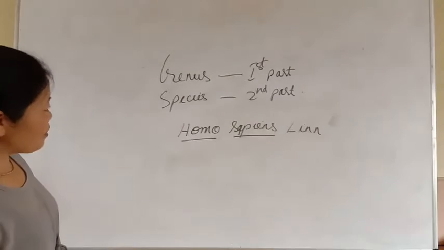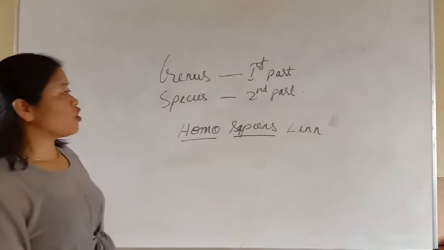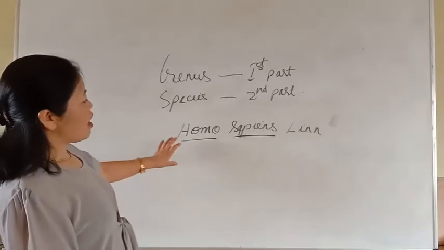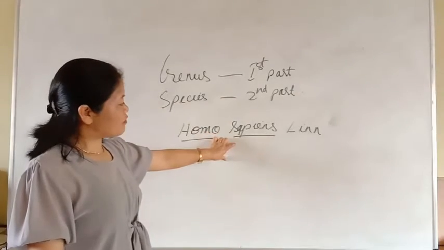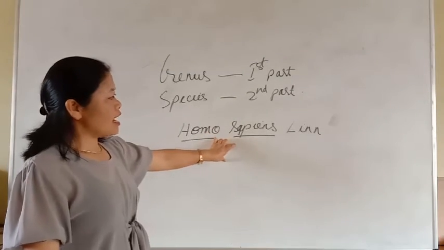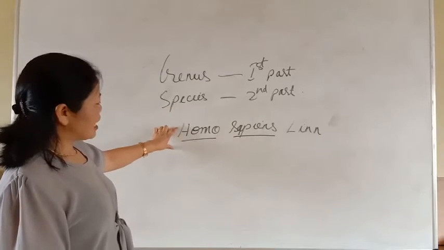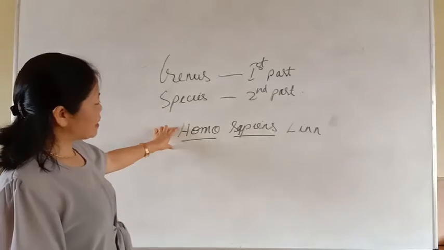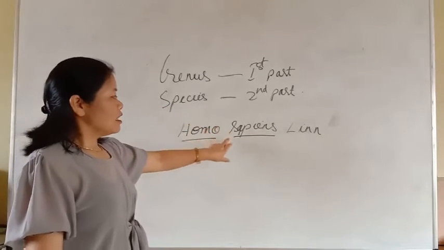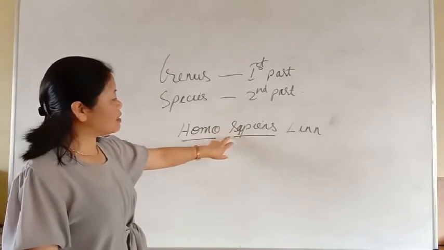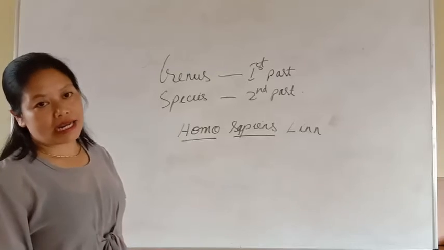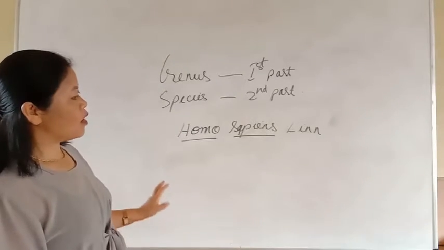Okay, once again I repeat that the scientific name has two parts. The first part is the generic name, the second part is the specific name, the species. The first letter of the genus is written in capital letter, and the first letter of the species is written in small letter, and both are underlined. So don't forget about this.